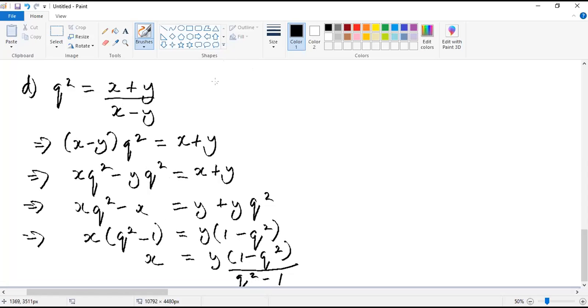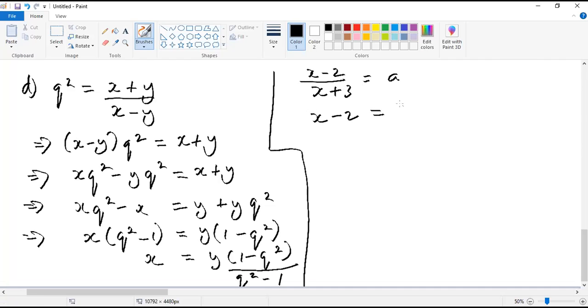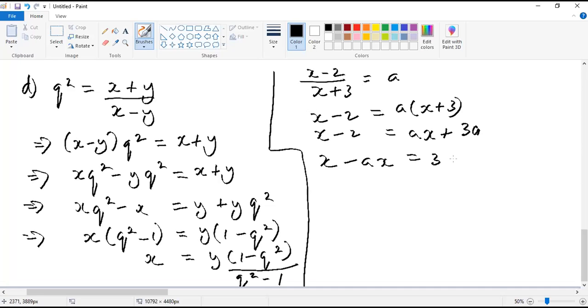Next up is which one? Oh, this one. So I'm going to part this off. So x minus 2 over x plus 3. That's the next one. And now let's multiply it again, and then we expand, and then we group, and then we factorize.